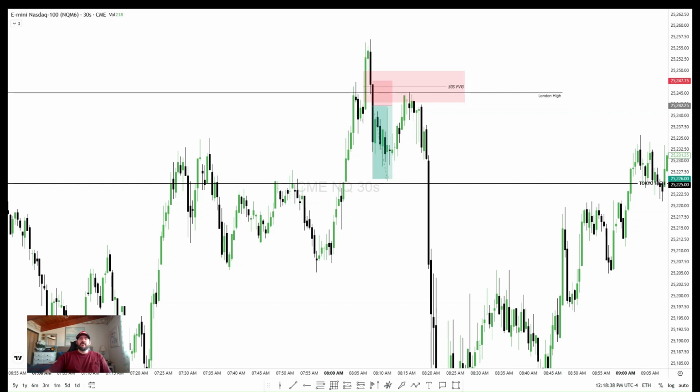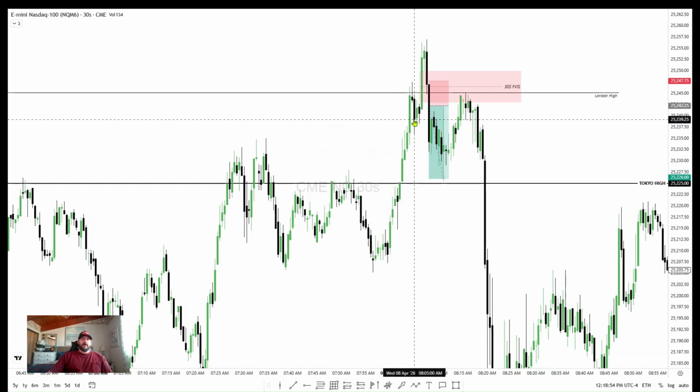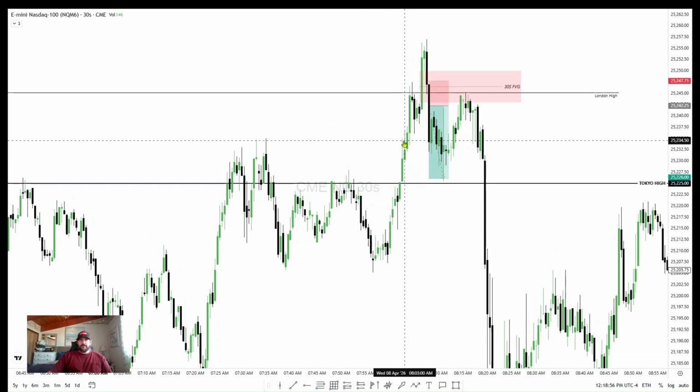Okay, so I actually took 4 trades today, 3 wins, 1 loss. Here is the first trade I took in pre-market. So we're actually on the 30-second time frame. I was on the 1 minute and 3 minute.